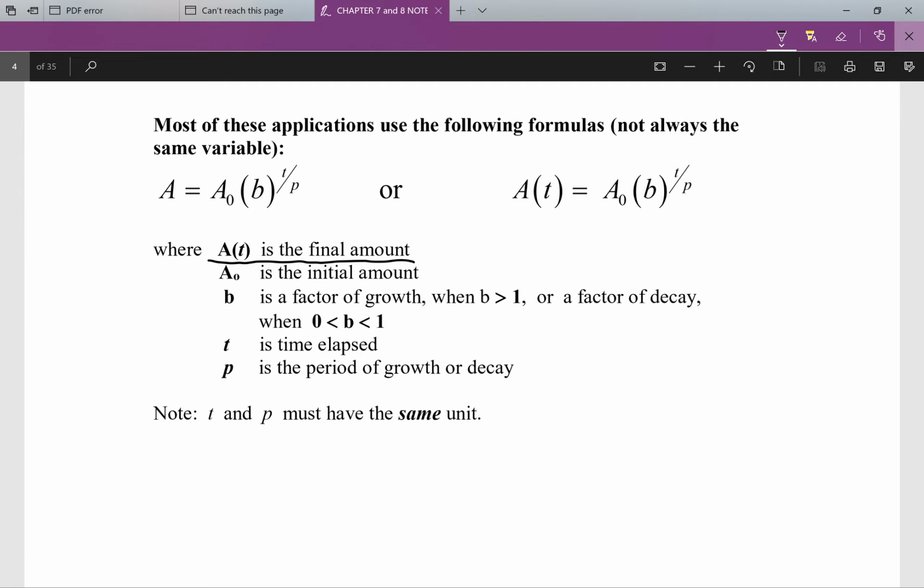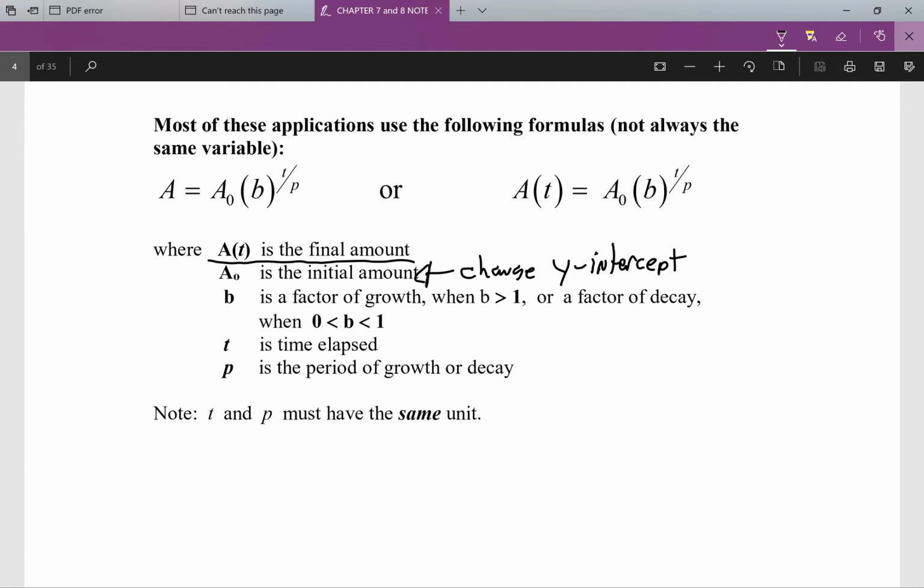The next thing that we have is A naught is the initial amount. When we're looking at it graphically, this will change the y-intercept. We'll talk a bit more about that when we talk about transformations, but it's just important to note that if you're going to look at this graphically, the y-intercept will change.